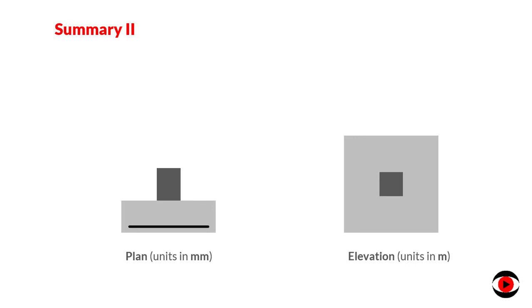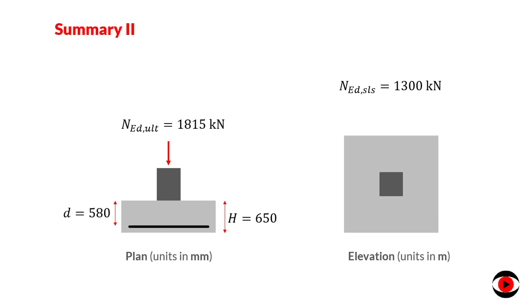Here we are at the end of the first part of our isolated footing design. We've determined the ultimate design load from the characteristic permanent and variable loads. We've then used it to determine the thickness and effective depth of pad. We've also determined the service design load and used it to determine the breadth and length of pad.